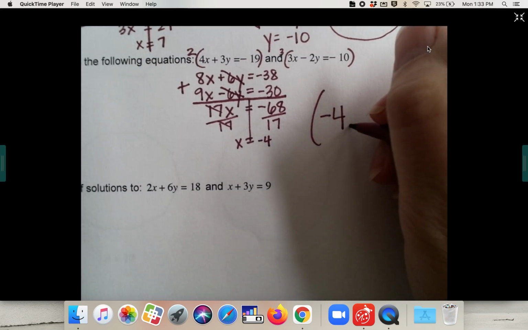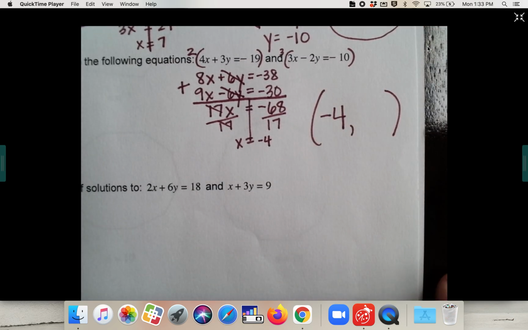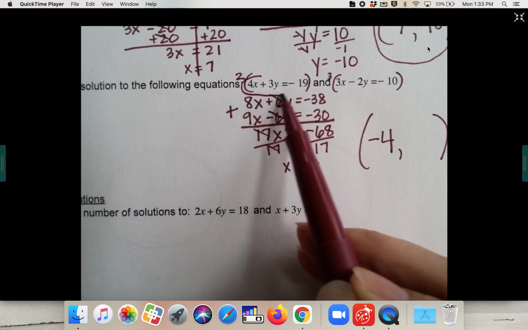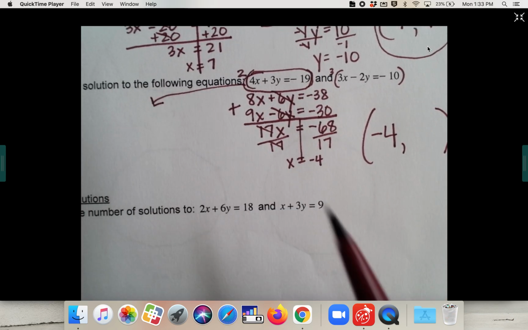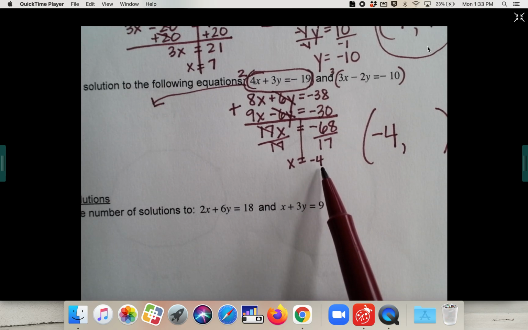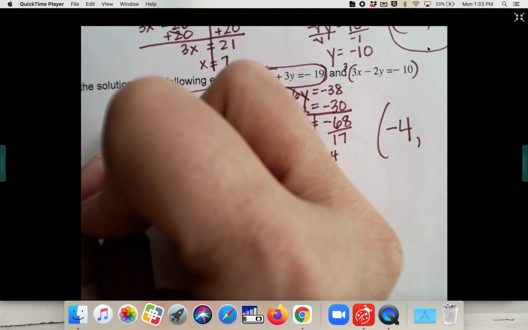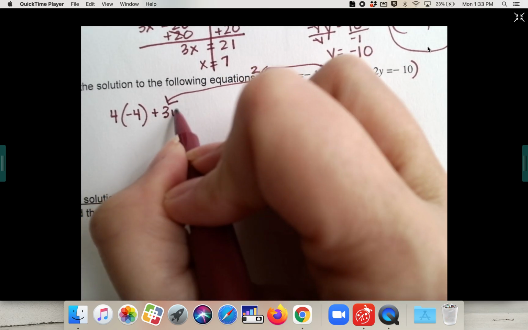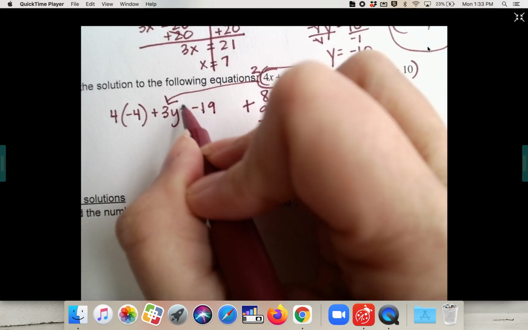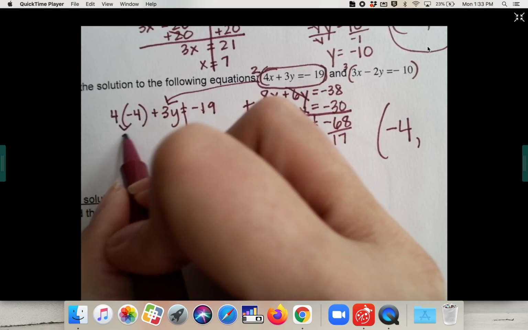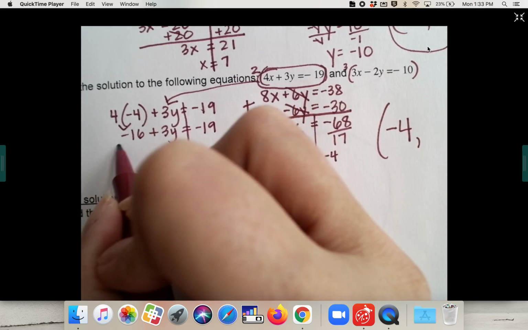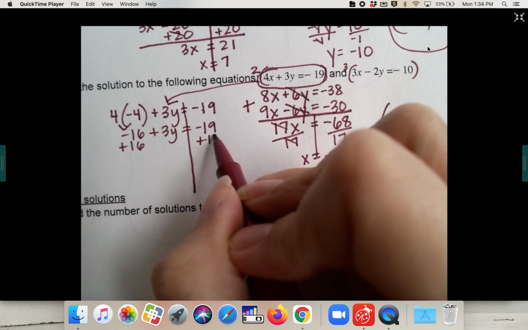I've got negative 4 for my x coordinate. Now I just need to keep going to solve for my y. So choose any of the 4 equations you want and rewrite it using negative 4 for x. So 4 times negative 4 plus 3y equals negative 19. All right, that would be negative 16 plus 3y. So I'm going to add 16 to both sides.